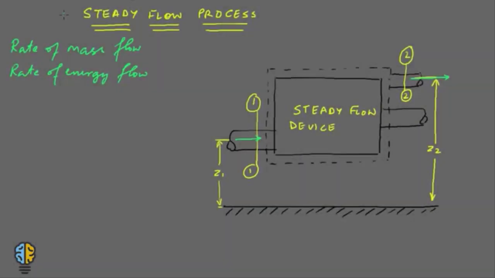Now let us analyze a steady flow process. Before we do that, let us first understand what we mean by steady flow. Whenever you have a fluid flow in a particular system, there are two things to be concerned about: the rate of mass flow, or the mass flow rate, and the rate of energy flow.